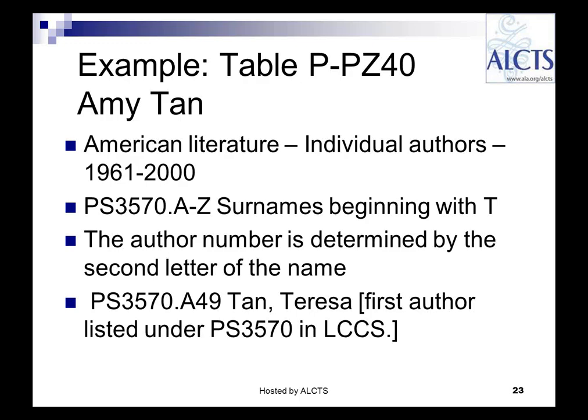Now that date range, of course, refers to the time when the particular author started publishing, not when they were born. Okay, and then we find PS3570.A to Z, which is, PS3570 is the number for authors with surnames beginning with T. And note here that we are instructed that the author number, which will be that first cutter, is determined by the second letter of the name. And this is very common for 20th century authors.